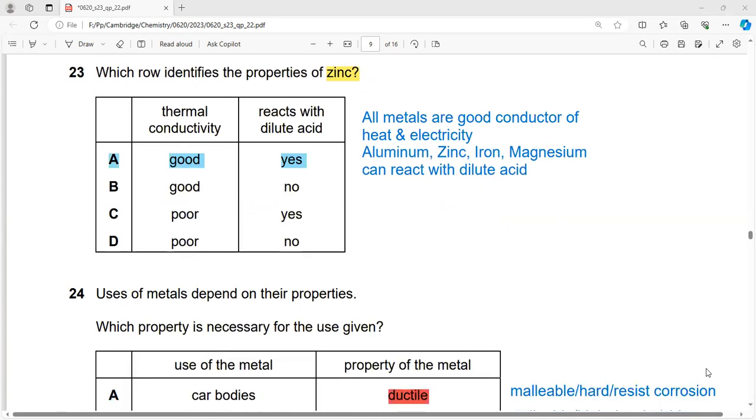Which row identifies the property of zinc? All metals are good conductors of heat and electricity. Zinc is included in metals, so it also has this property. Second, aluminum, zinc, iron, and magnesium can react with a dilute acid, producing their respective products. So they are good conductors of heat and electricity because it's a metal, and it reacts with dilute acid. So A is our correct option here.